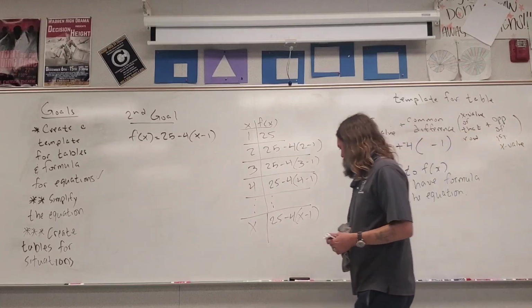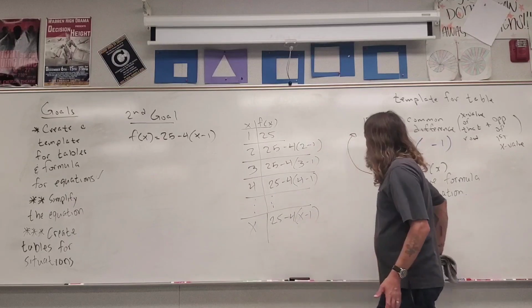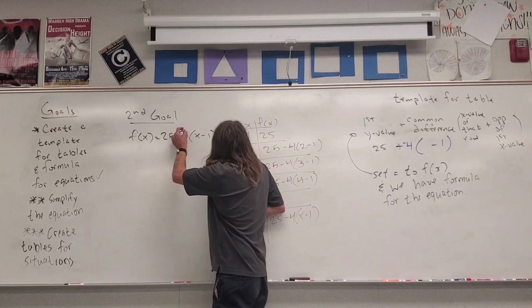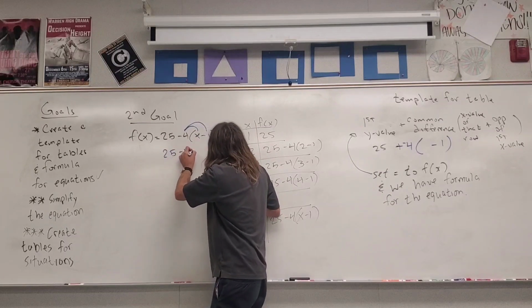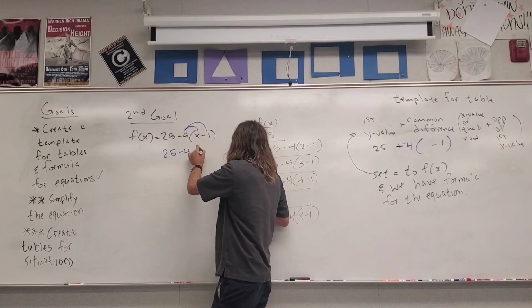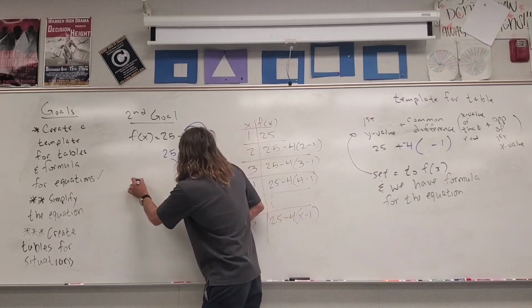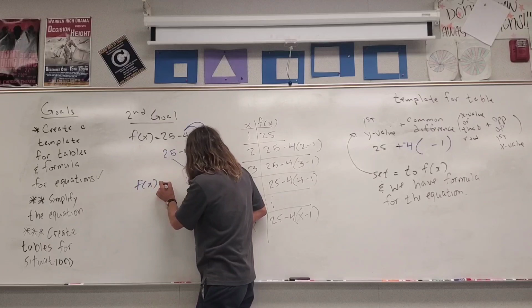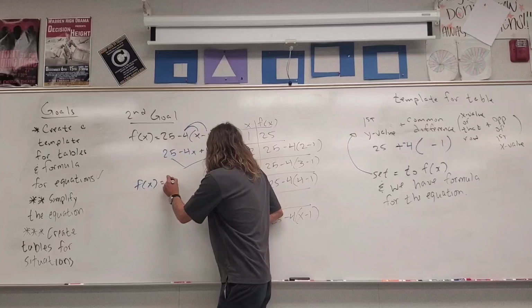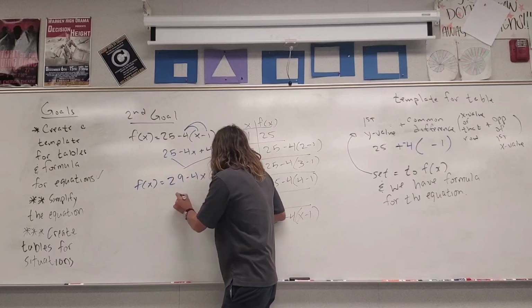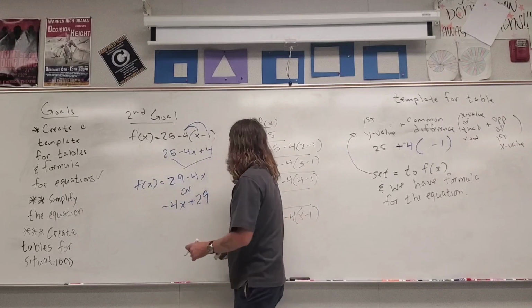This is really, really easy to do. It's a two-step process. I don't think it'll be very difficult for us. So the first thing I'm going to do is I'm going to distribute, and I get 25 minus 4x, minus 4, minus 1, that becomes plus 4 when I multiply them out. Now I'm going to combine like terms, and I get f of x is equal to 29 minus 4x, or we could say minus 4x plus 29. So that's how we do the second goal.